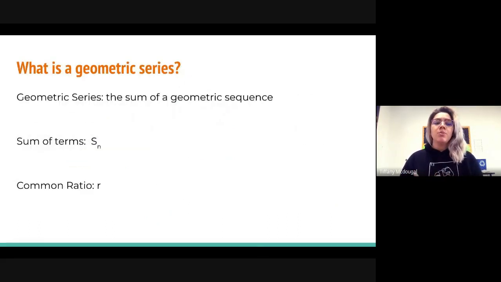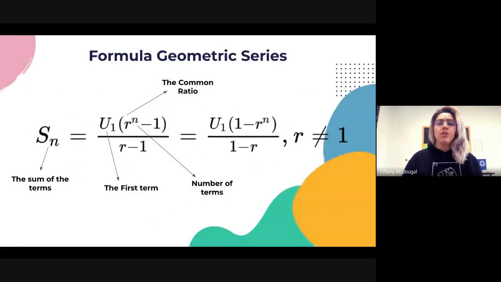So then what is a geometric series? Now, a geometric series is going to be the sum of the geometric sequence, very similar to what an arithmetic series is to an arithmetic sequence. We have the exact same notation. The sum of terms is notated by Sn, S sub n, and the common ratio is still notated by r. So as before with arithmetic series, we had two formulas. Geometric series, we have one formula, just it can be written in two ways.